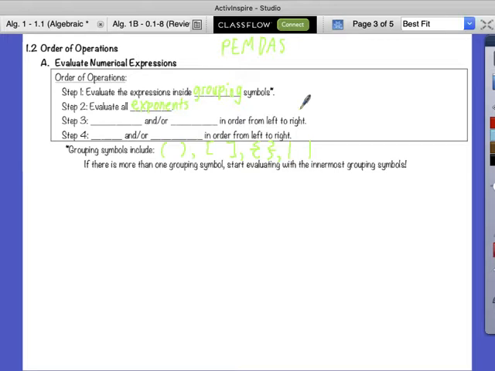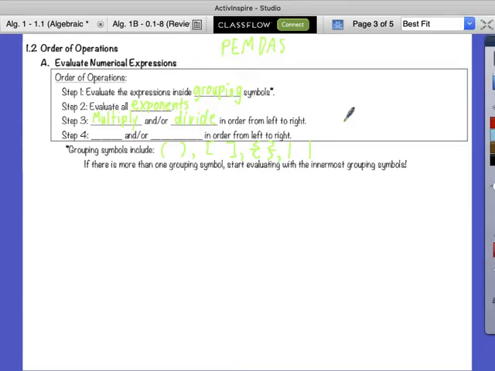Okay. Step 3 is to multiply and or divide in order from left to right. Multiply and or divide in order from left to right. Common misconception here, people often think that you do all your multiplication, then you do all your division. That's not true. You go through and you do it as you see it. So if you see division before multiplication, you do the division first, then you do the multiplication after, okay?